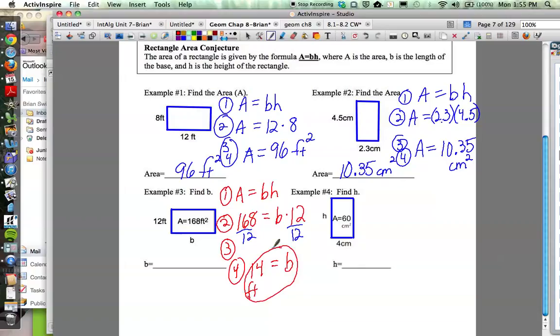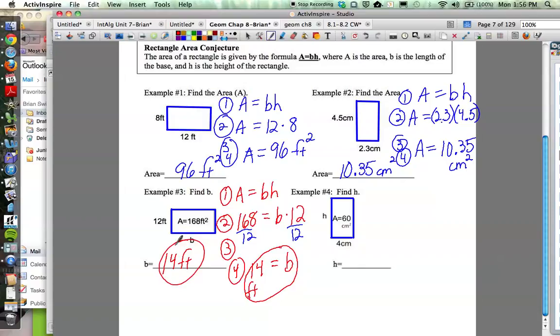And if we were showing our units throughout the problem, we would have the square feet get canceled out by the 12 feet, and you'd be left with just feet. But in any case, you know that the base is a length, so it would not make sense to say 14 square feet if you're referring to a length. Just 14 feet is our answer.